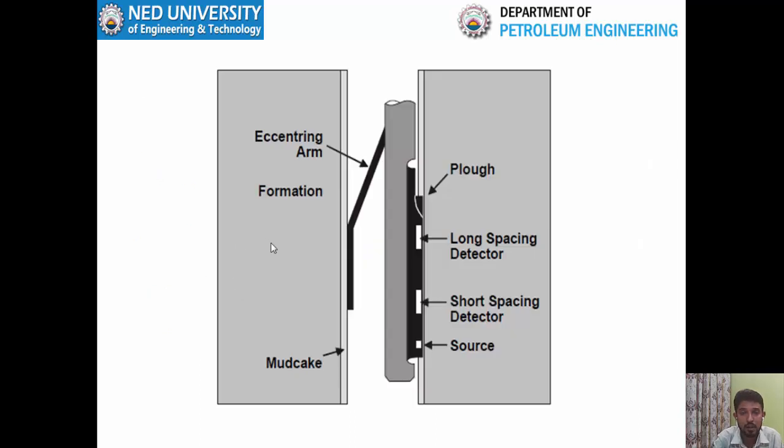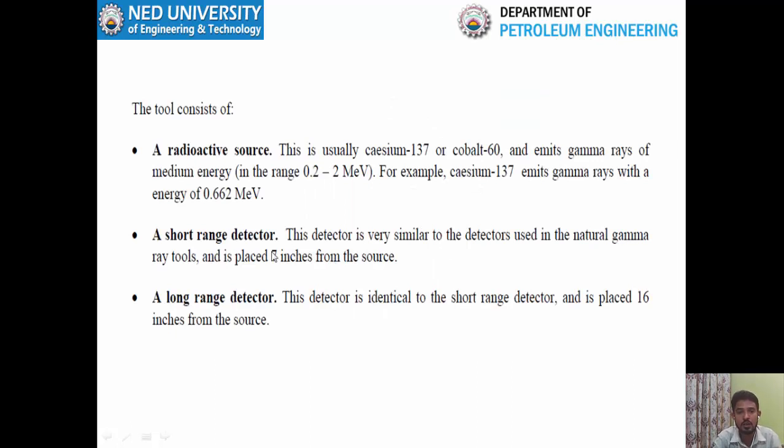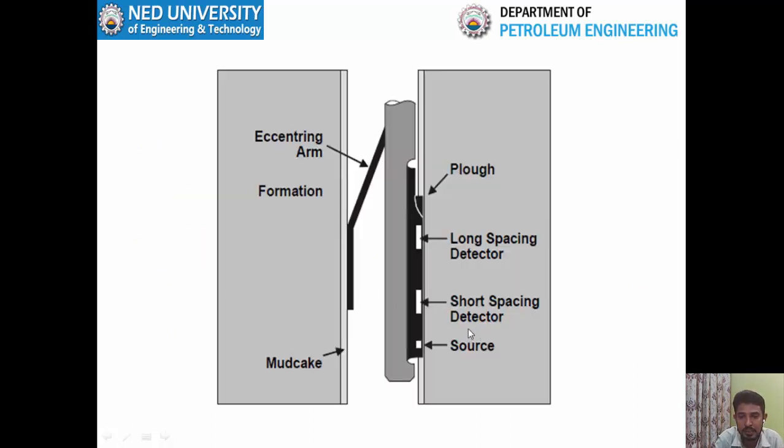We will see. As I mentioned, it is a PET tool. PET tool means that the tool is stuck to your formation face, formation wall. There are two detectors, one source and two detectors, the short space detector and the long space detector. So short range, long range, which means short space and long space detector. The short space detector is very close, around 6-7", and the long space detector is around 1.5 feet from the source.